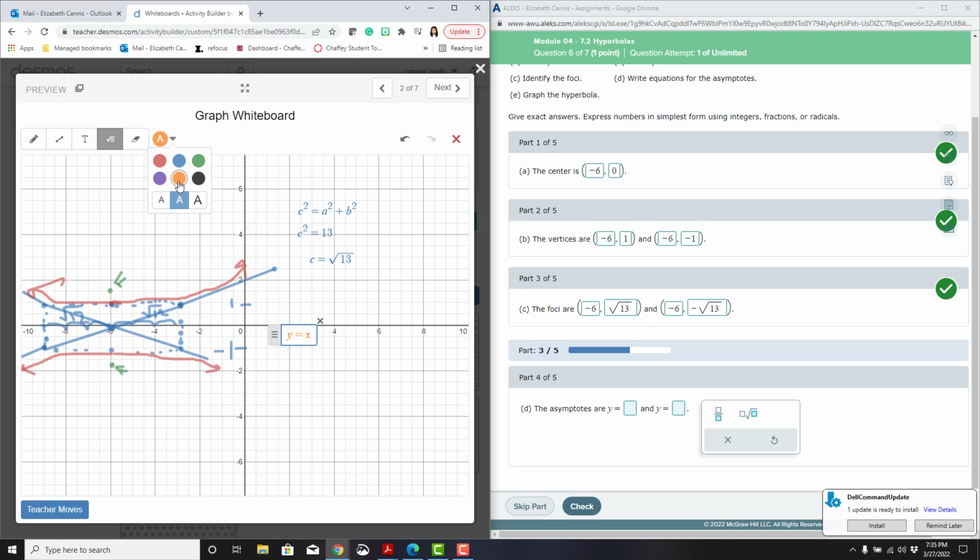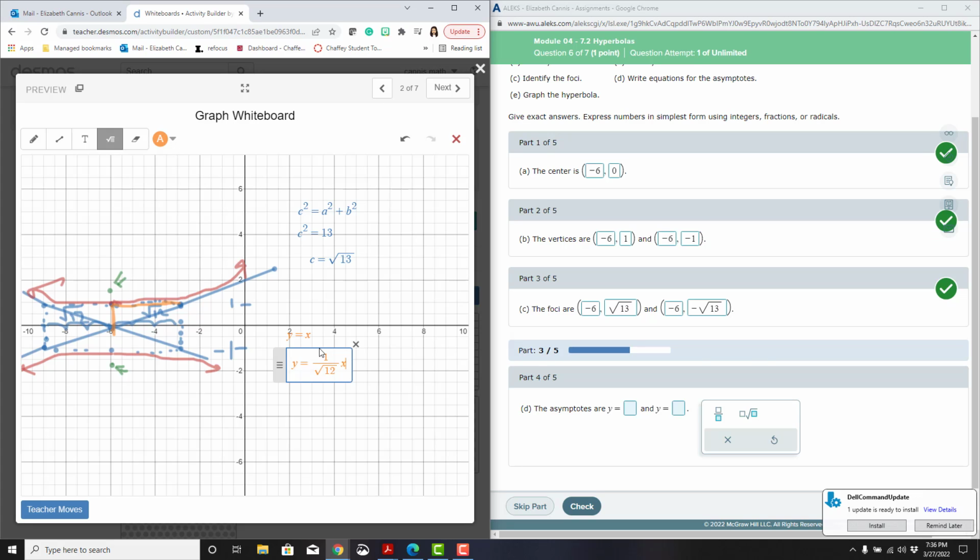And let me try a different color here. So this distance right here, that's 1. And how much did I go over? I went over that square root of 12. So if I'm going to go back to thinking about my equation of a line, it would be y equals 1 over that square root of 12. Okay, so that's the slope, and then x.